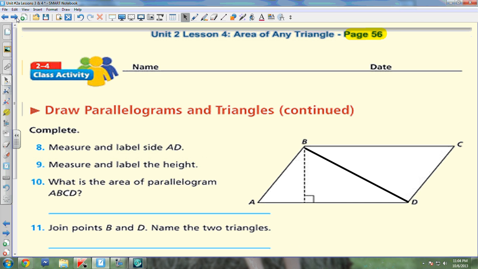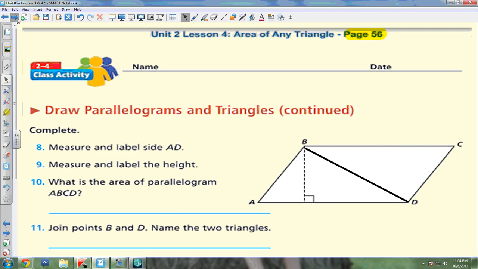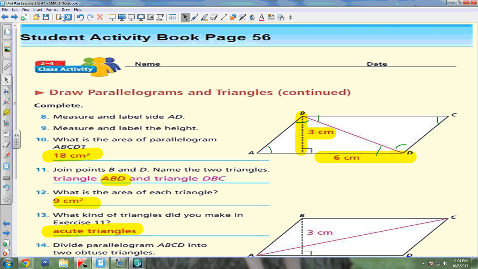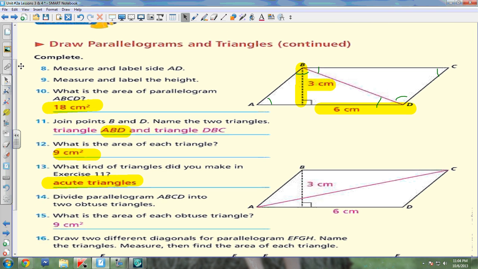Let's just jump over a few of these. Let's go right here because it has the answers. You don't have to copy this down, but let's just look at 8 here. Measure and label side AD. So they're saying from A to D is 6 centimeters. Measure and label the height. So right here is 3 centimeters. It says, what is the area of the parallelogram? It would be 6 times 3, parallelogram ABCD. 18 centimeters squared.